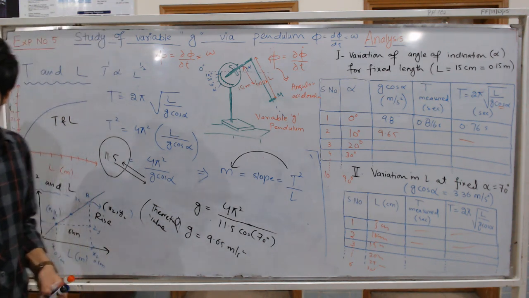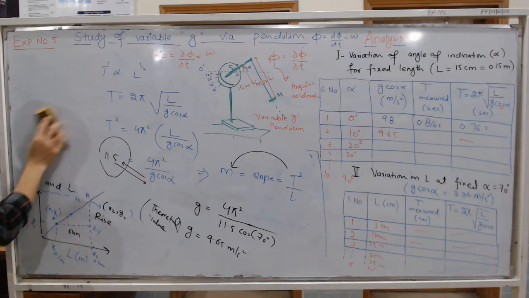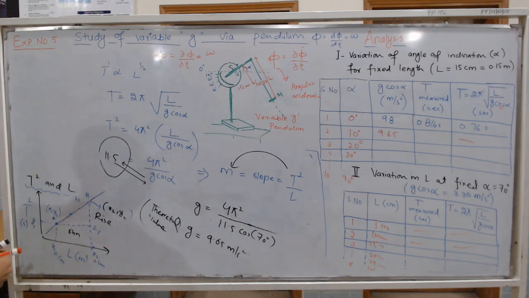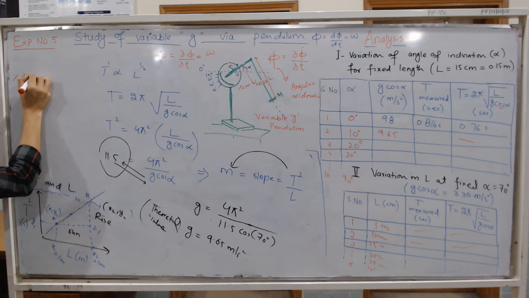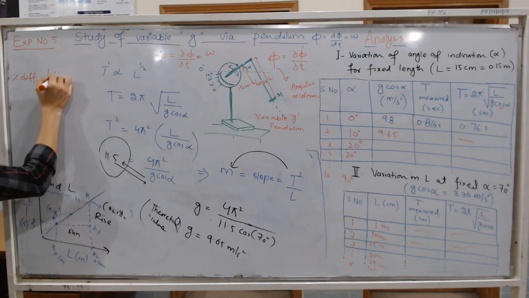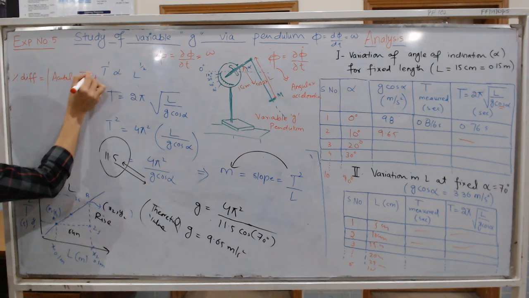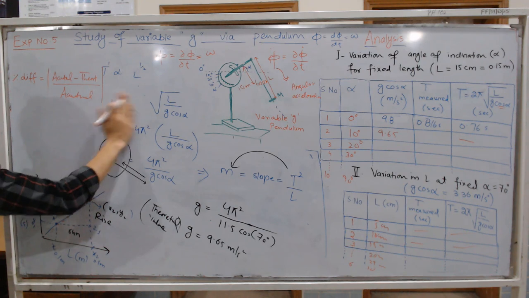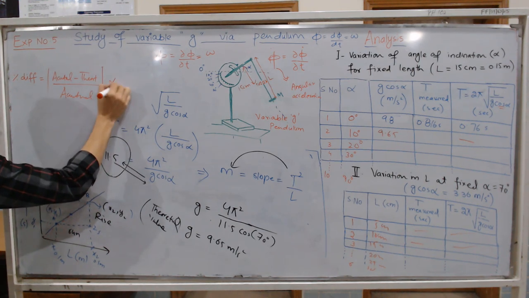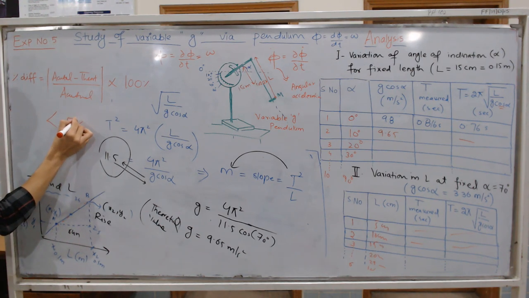Now at the end, we will find the percentage difference. For this case, it should always be less than 5%. Keep in mind, this is very important: the percentage difference is equal to the absolute value of actual value minus theoretical value, divided by actual value, multiplied with 100%, and it should be less than 5% at least.